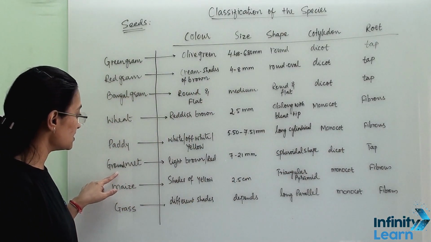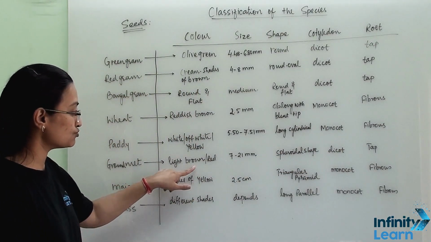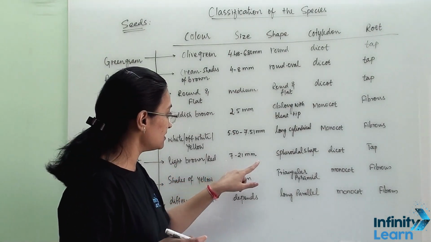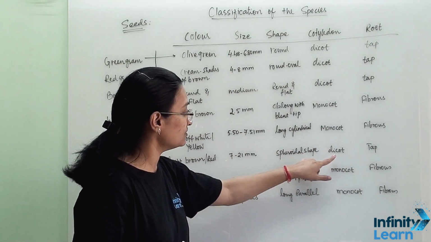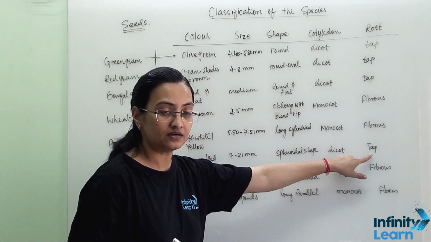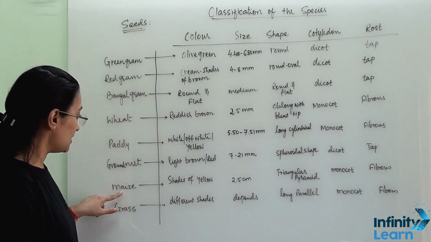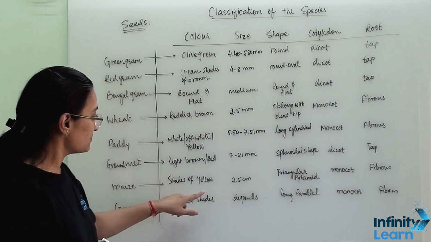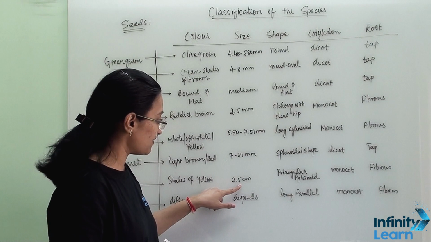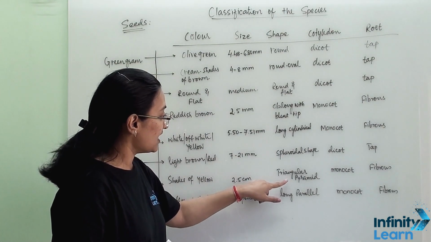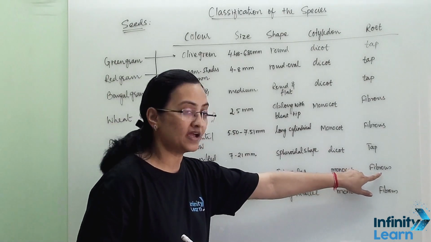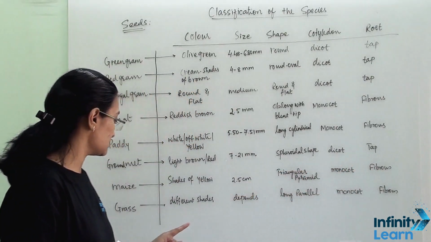Then comes groundnut. They have light brown to red color seeds, 7 to 20 mm in length, spheroidal shape, they are dicot and they have taproot system. Maize: we can see shades of yellow in maize seeds, almost 2.5 cm long, and they have triangular pyramid shape. They are monocot and they have fibrous root system.